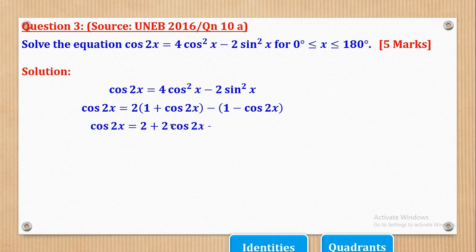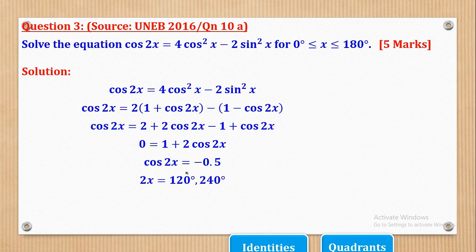Then next is to expand and collect like terms. So when I collect like terms, cos 2x will be equal to negative 0.5. Therefore 2x is this and this. Like I said, if you look at this limit, it should not exceed 180, but here we have exceeded 180 because this is not x but it is 2x.